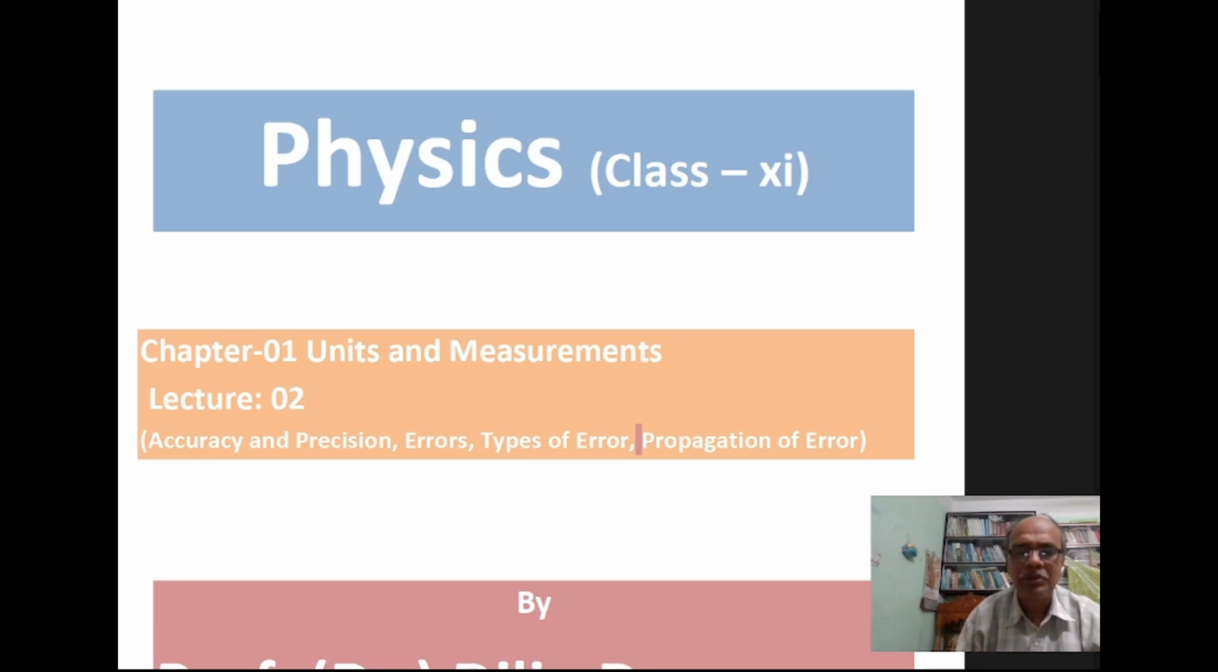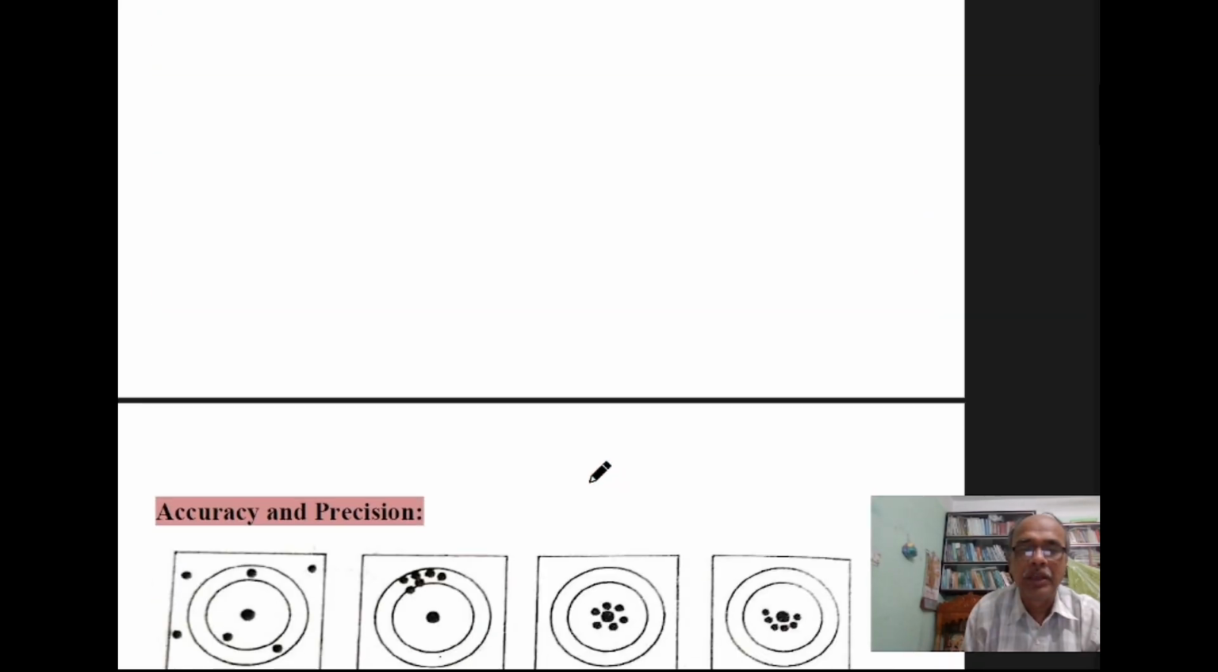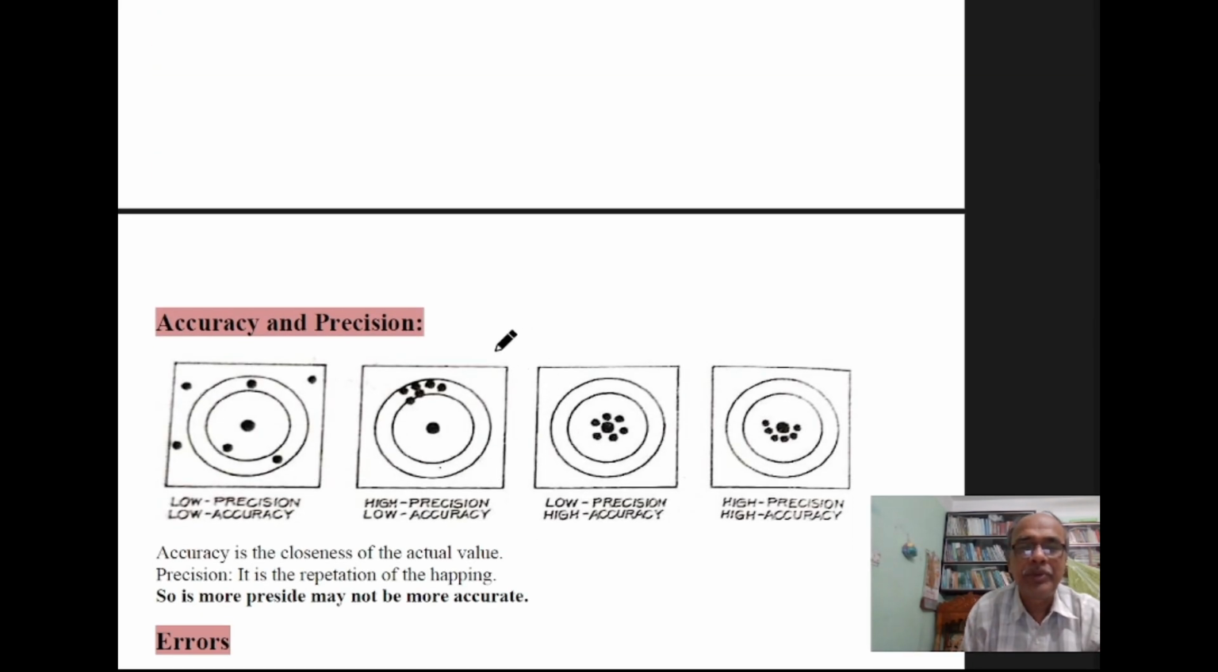Hello students, now we'll start the second lecture of unit and measurement, which is related to accuracy, precision, errors, types of errors, and propagation of error.